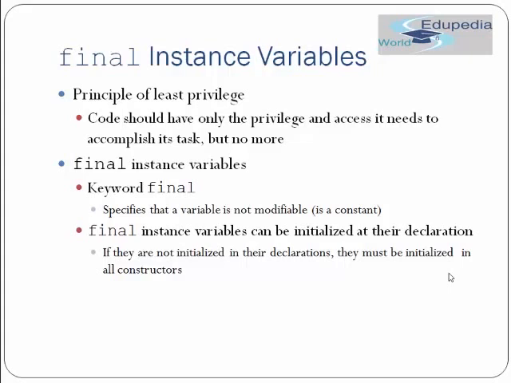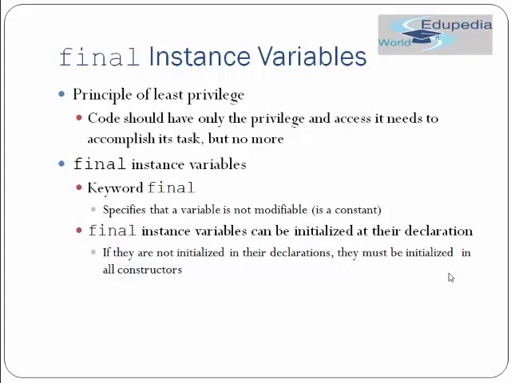So final can be used with three things. One is final instance variable, other is final method, another can be a final class. So let's see each of them one by one and see what's the use of them and what are the restrictions that are placed by putting a final keyword. So first is final instance variable.